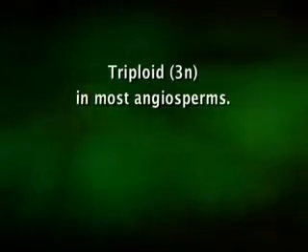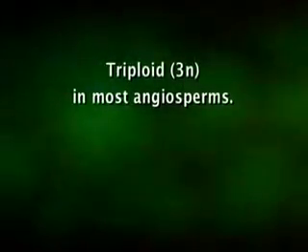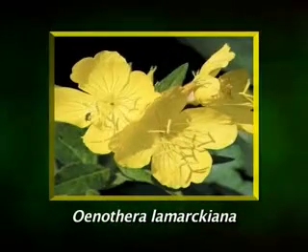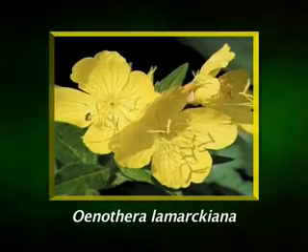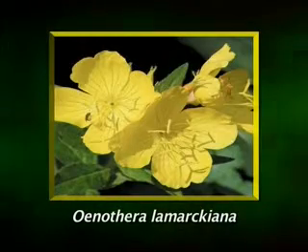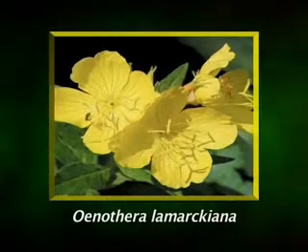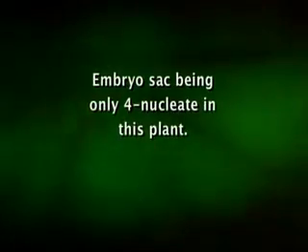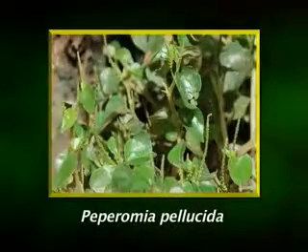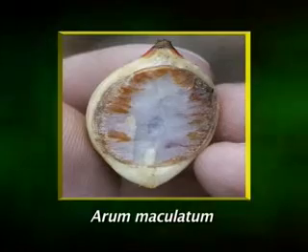Endosperm is formed after triple fusion. Therefore, it's triploid, that is 3N, in most angiosperms. However, in Oenothera lamarckiana, it's diploid, as it's formed from the fusion of a male gamete with only a single polar nucleus. Embryo sac is only 4 nucleate in this plant. In Peperomia pellucida, it may be 15N. The highest ploidy level has been reported for Arum maculatum, where it may be as high as 24,576N and is the haploid chromosome number.